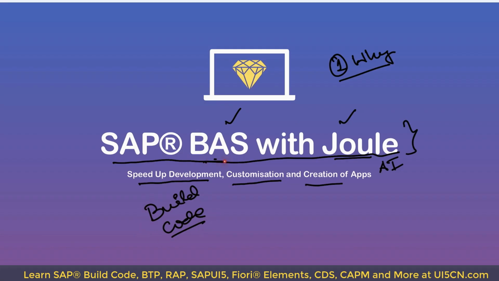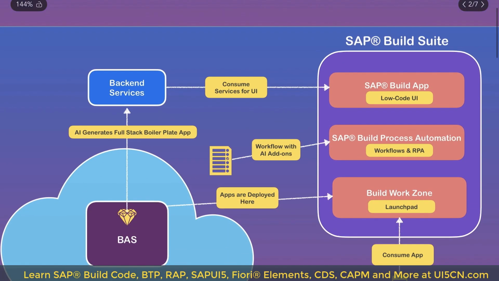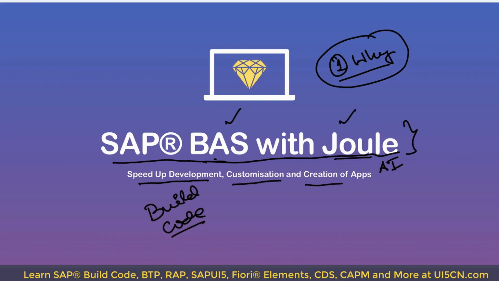Now, you can call it SAP BAS or you can call it SAP Build Code. I will refer to this as SAP BAS because we are already familiar with that application or the service inside SAP BTP as SAP BAS. So it will be much easier for us to refer to it that way. Now, before we start with the architecture, let us look at the other aspects.